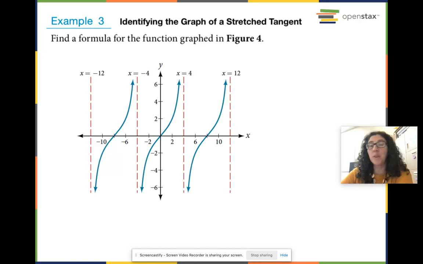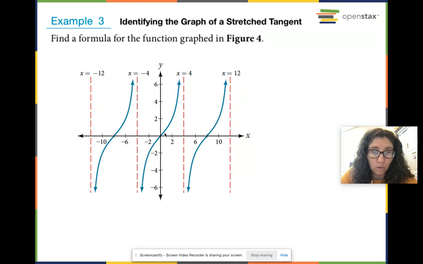All right, what if we do it the other way? Let's find a formula for this function. So let's take a look. Tangent, centered at the origin, so no horizontal shifts. That's lovely. It's not vertically shifted at all. Also lovely. Not reflected. Terrific. So we just need to think about, okay, what's the amplitude and what is the period?